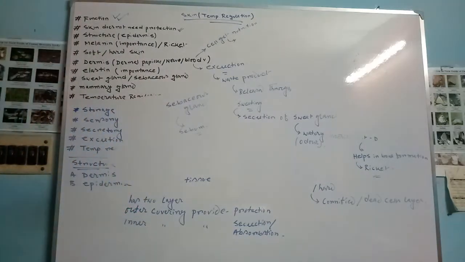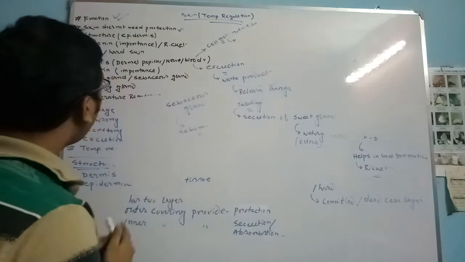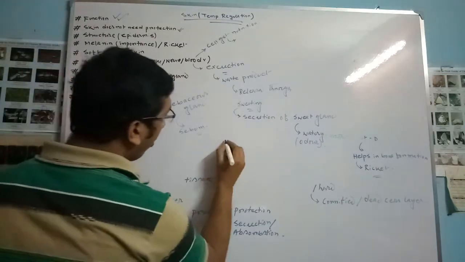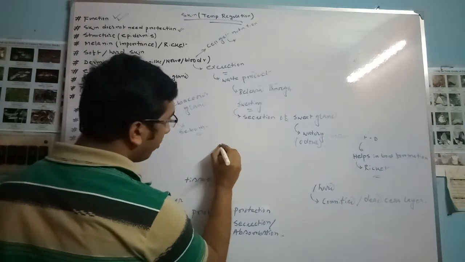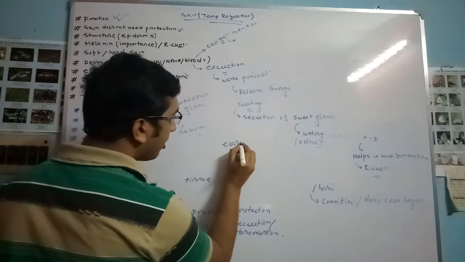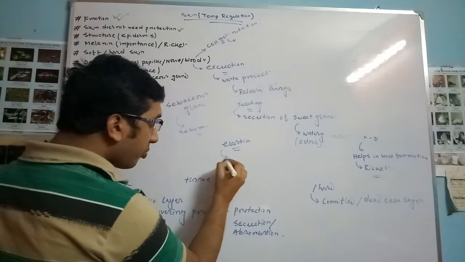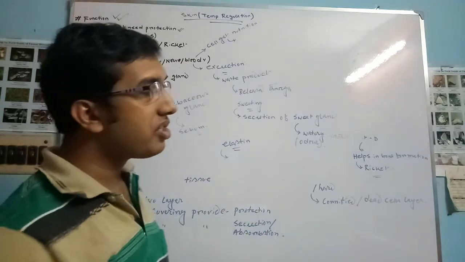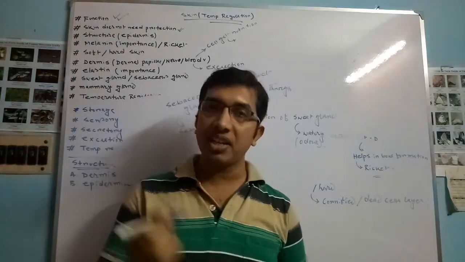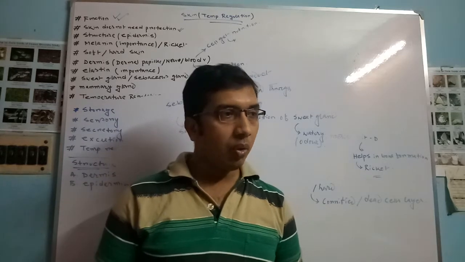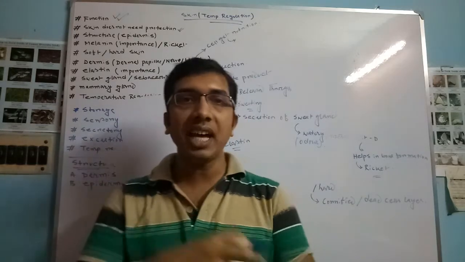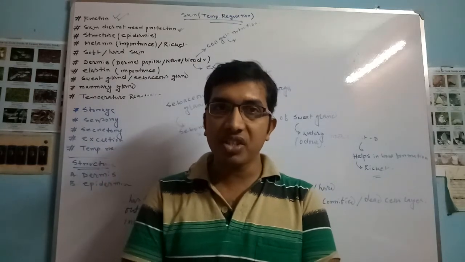And the next one, the dermis layer also contains a protein called elastin. Due to the presence of elastin, we know that elastin provides the elasticity of our skin.